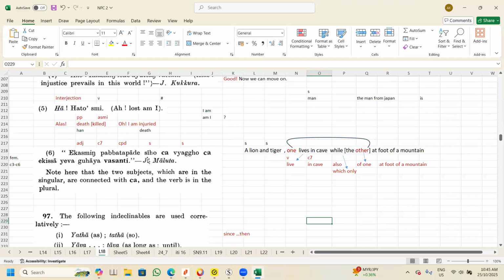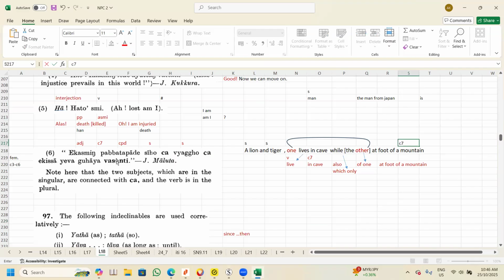Up to this part we have no problem. So you see, the locative we put at the back. Pada is the foot or the feet. So this is a compound, pataba, a tapurisa compound, meaning at the foot of the mountain. So the locative is at the back.